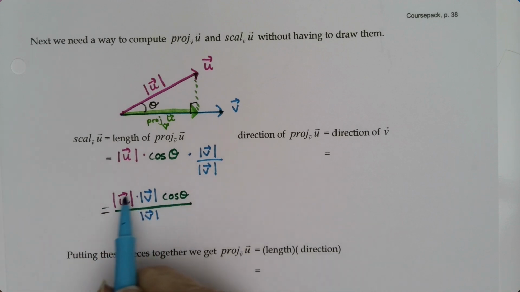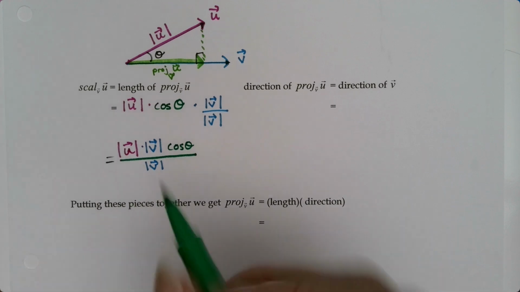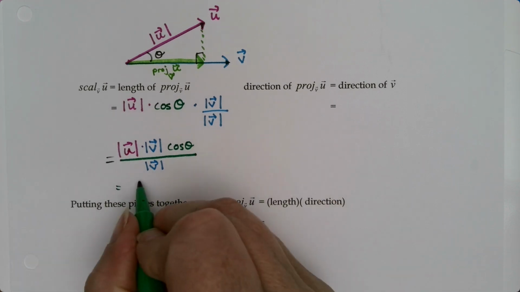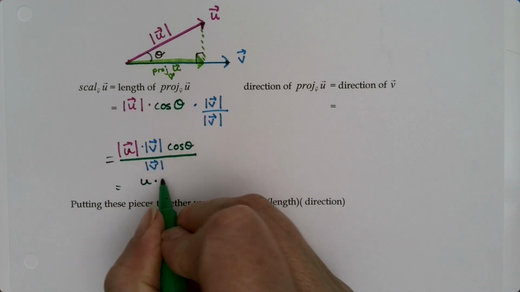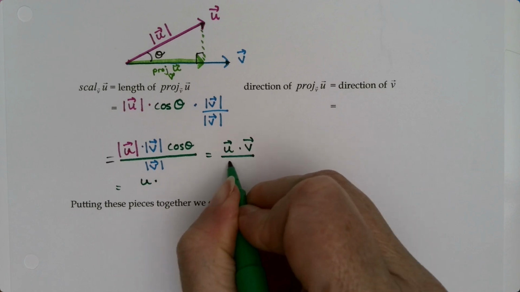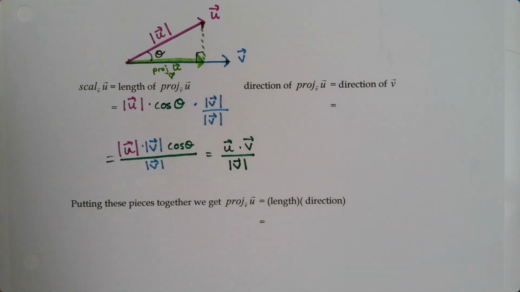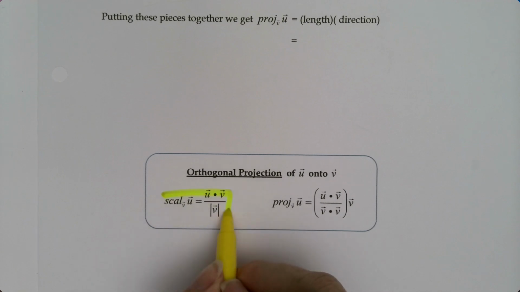And that numerator should be setting off little bells in your head. That's a dot product, right? That's how it ties into this section. So this is u dot product with v. Actually, I'm going to write it over here. u dot product with v over the magnitude of v. That is the size of the scalar. And that's the formula we have right down here at the bottom of the page.